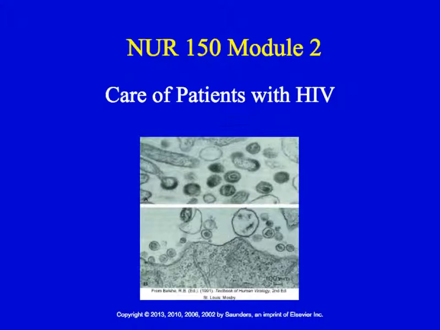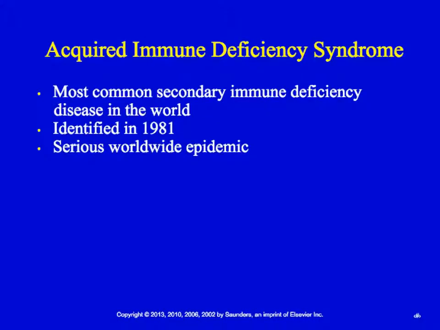For this module we're going to talk about HIV, just go through the pathophysiology of it, what puts a patient at risk, what disease processes it causes, and the medications used to treat it. HIV is a blood-borne retrovirus. It was first identified in 1981.